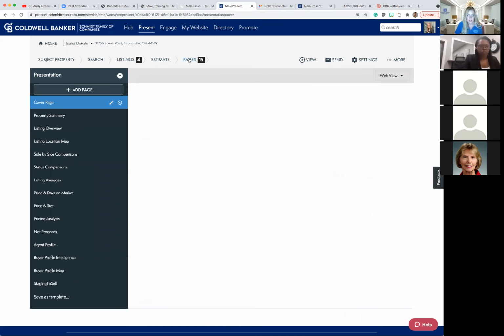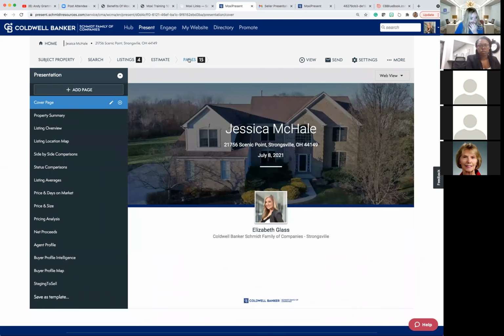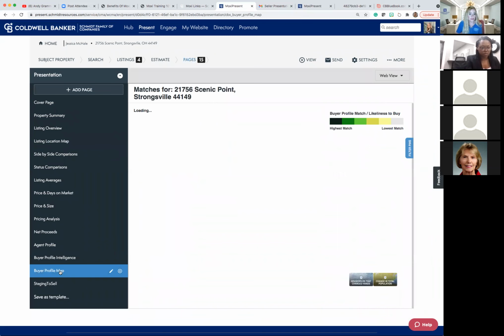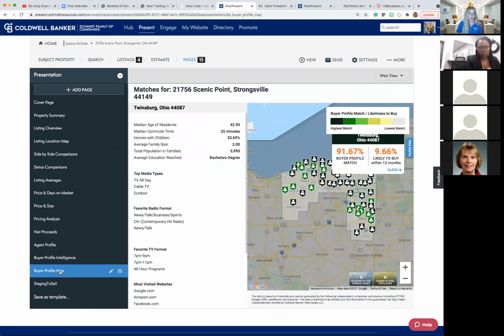So now that those pages are added, look at the left. See how I just added the buyer profile map and staging to sell? These are now in my presentation. However, if I wanted them to be somewhere else, I can still manipulate it and move them to the next selection. So it makes it easy to work with.